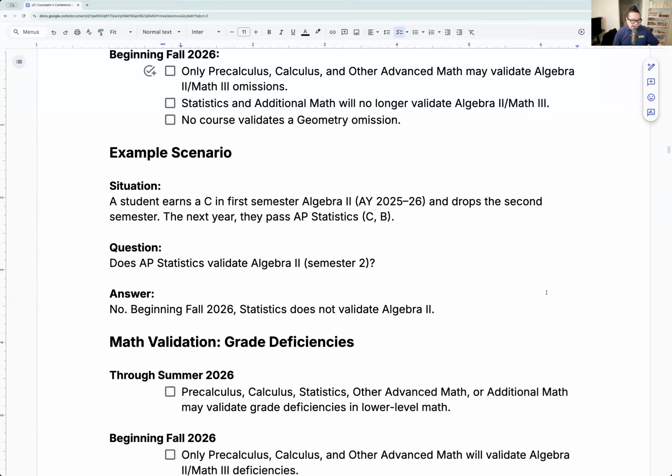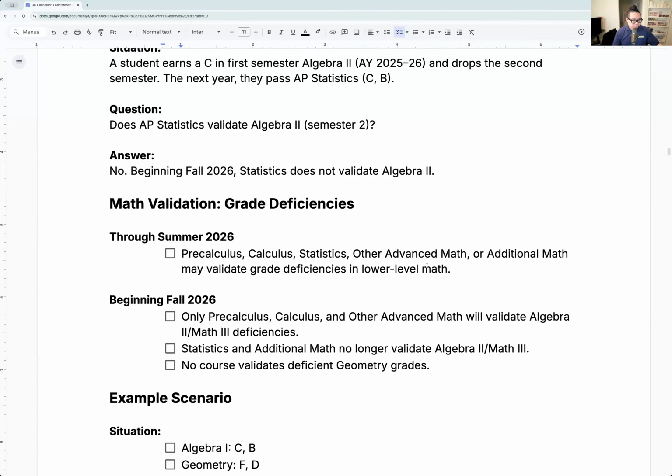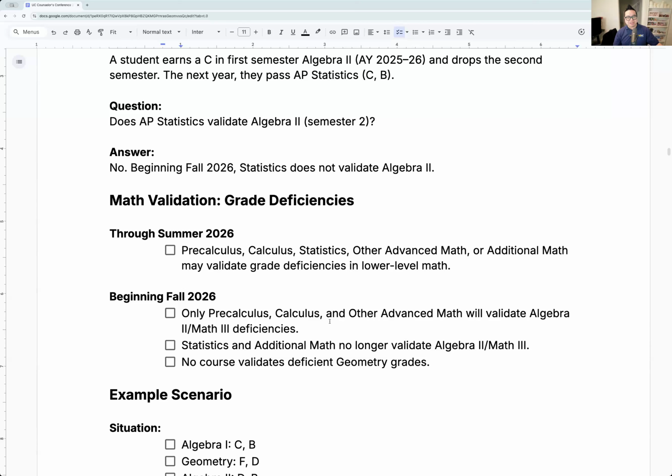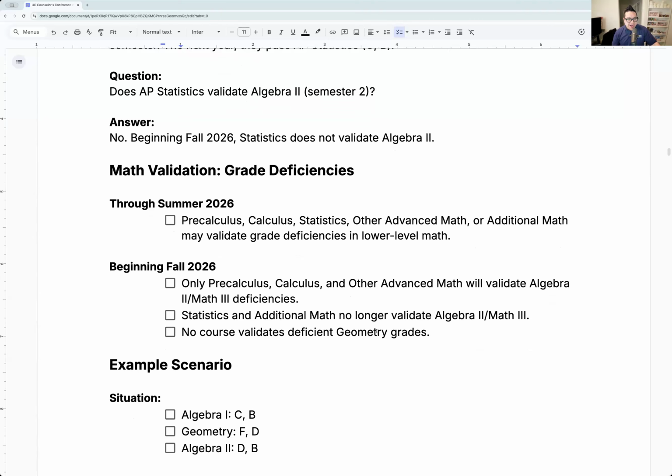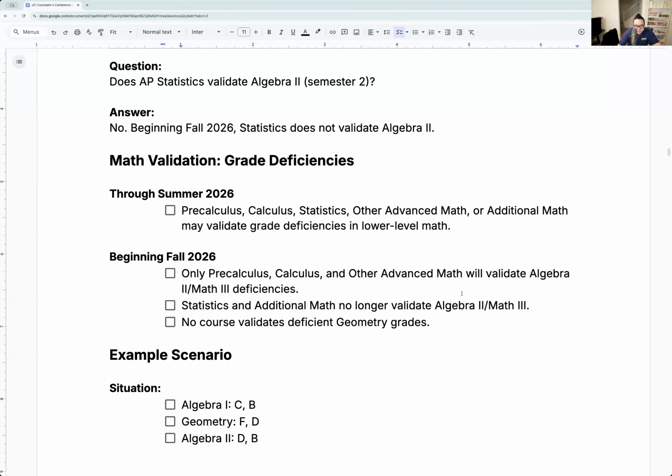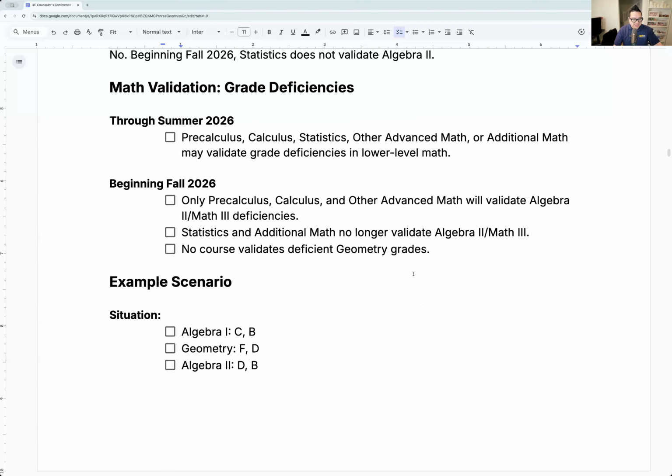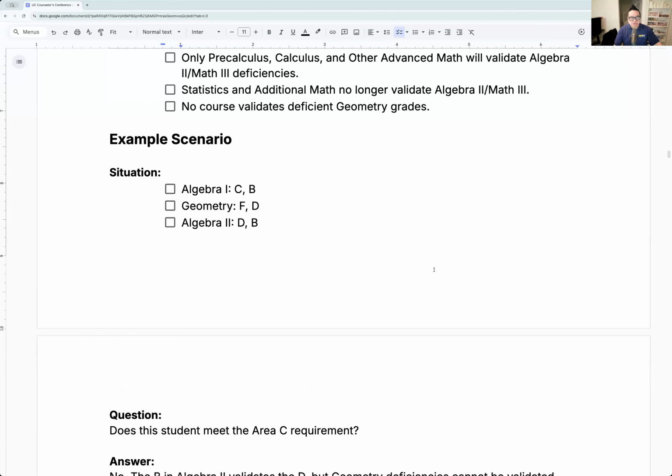Next one. Okay, so this is now deficiencies. Same thing with academics, as grades as well. So this student: algebra 1 got a C and a B, geometry got an F and a D, algebra 2 got a D and a B. The question is, does this student meet the C requirement, which is three years of math required? If you are the reader, does this meet the minimum for area C?